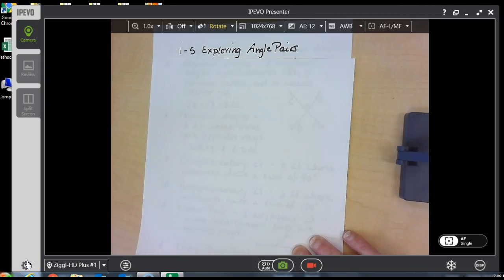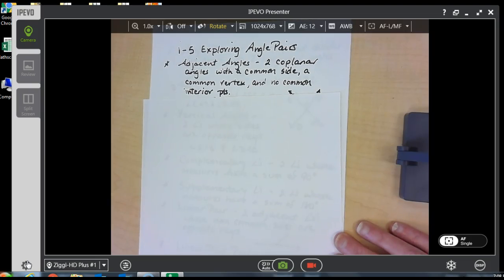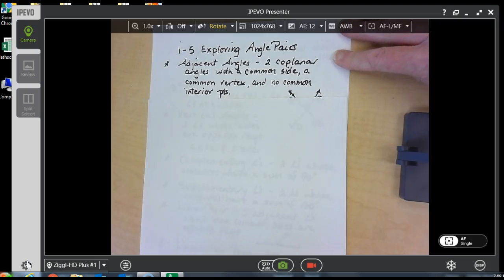Okay, 1-5, exploring angle pairs. So in all of these we have two angles we are talking about. Our first one, adjacent angles: two coplanar angles with a common side, a common vertex, and no common interior points. Again, we have to know what adjacent angles are because we use them constantly throughout the year.